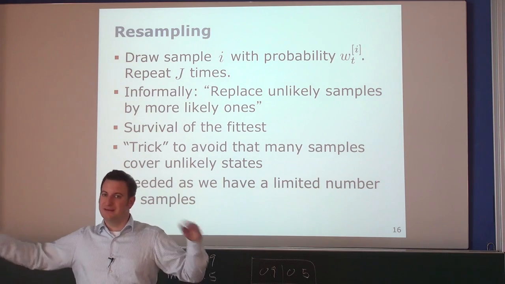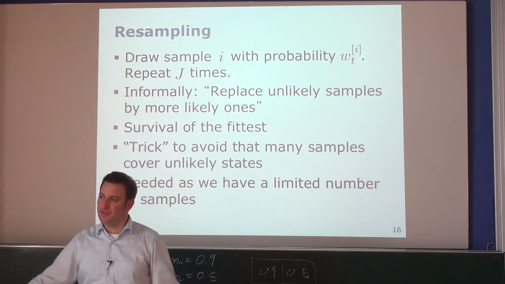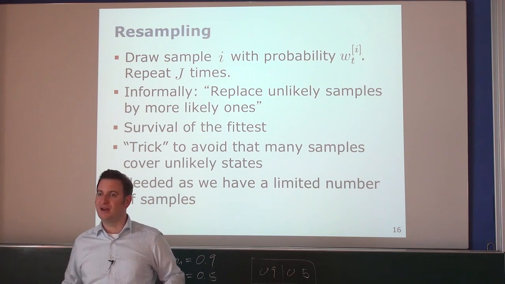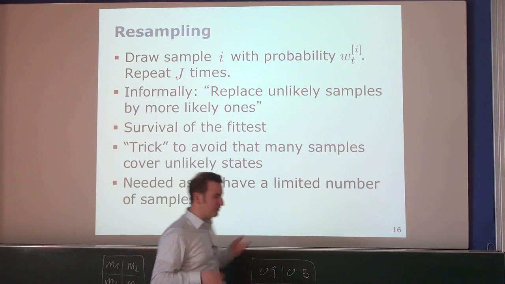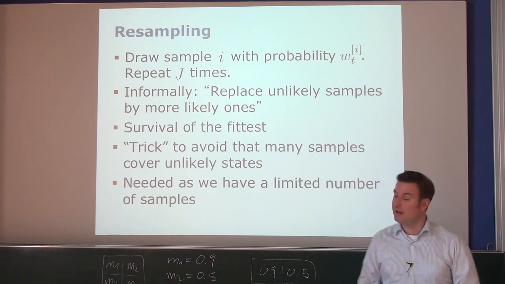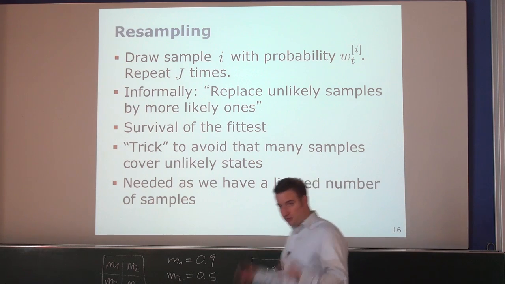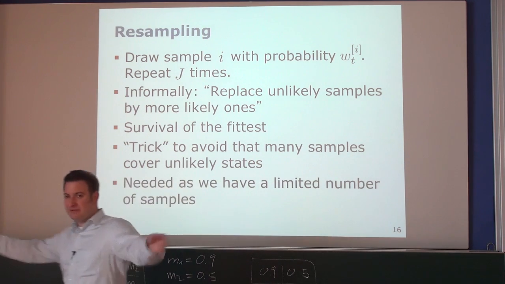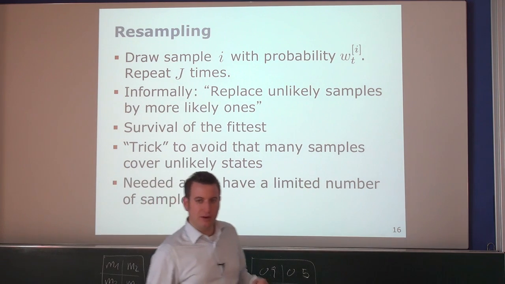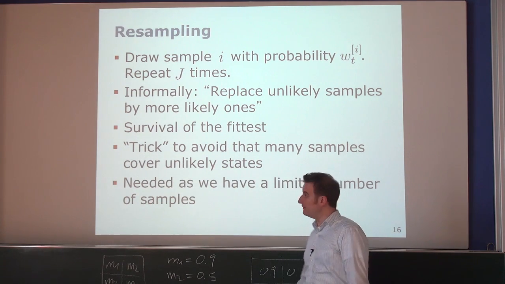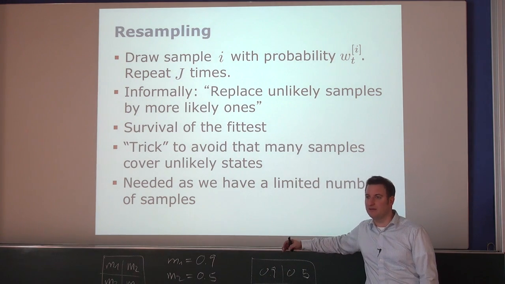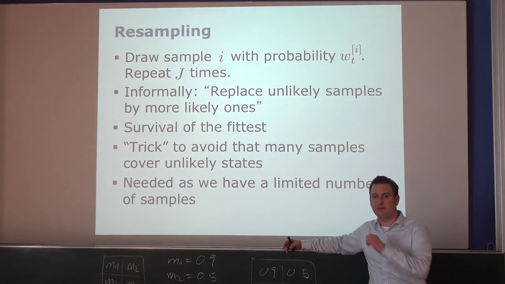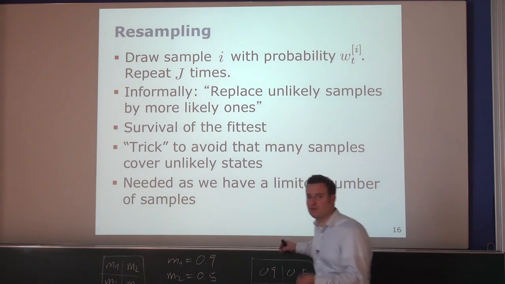So what we do is let the bad ones die out and use the samples to represent the high likelihood areas. You can see this as a kind of survival of the fittest, or a mathematically sound survival of the fittest principle. This trick avoids having a lot of samples going to these basically zero probability areas. So this is needed whenever we have a limited number of samples. And of course, the more samples we have, the better our approximation gets. But if we don't have an infinite number of samples, we need this resampling step. And in practice, this resampling step is actually essential.